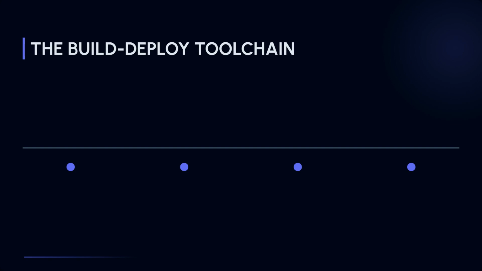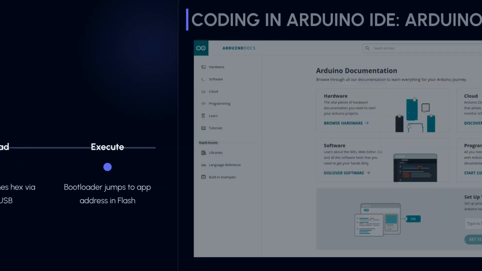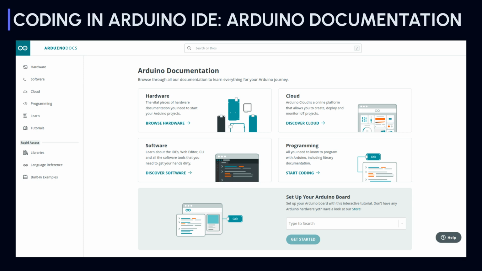Next, we examine the standard build-deploy toolchain. This involves 4 main steps: coding, compiling, uploading, and executing your Arduino sketch. The first step is coding in the Arduino IDE. The official Arduino documentation is your primary reference for the core library, covering all syntax and functions needed for development.